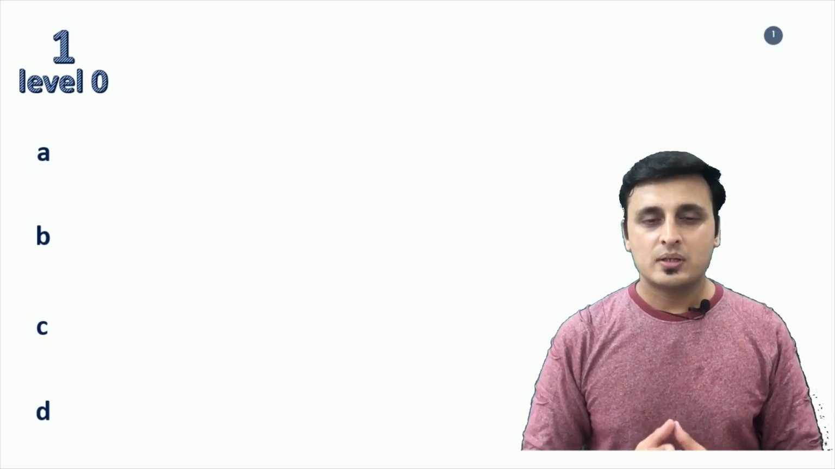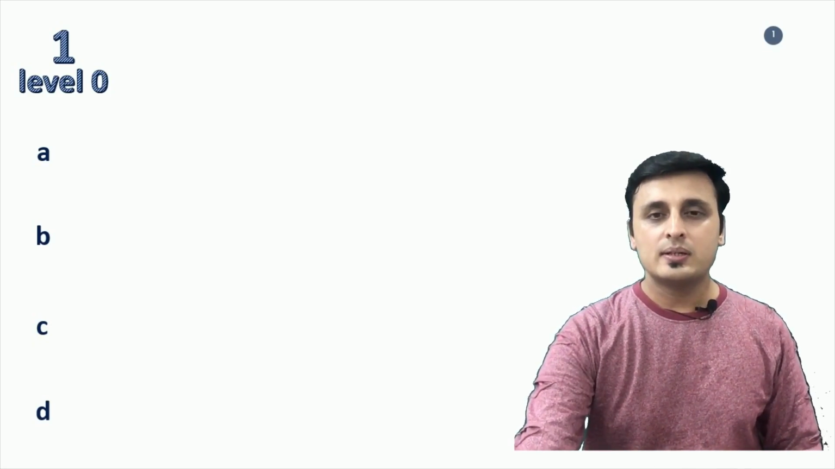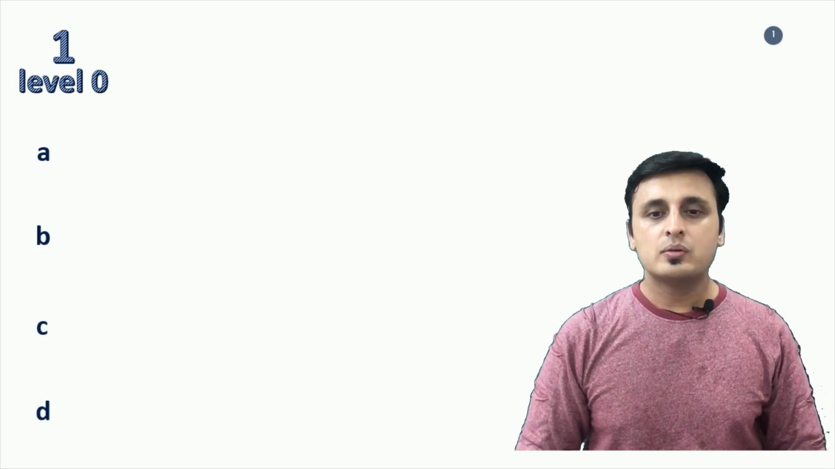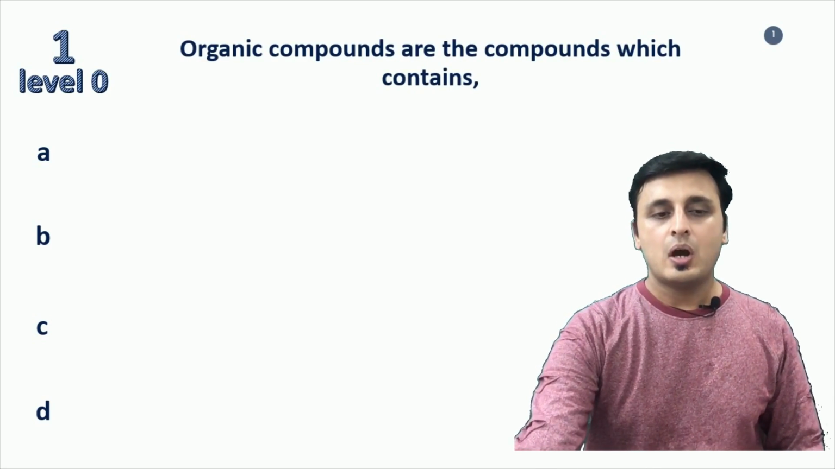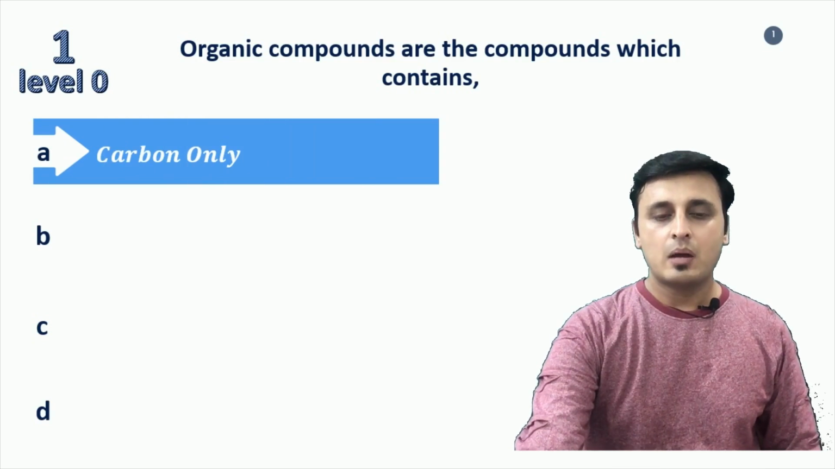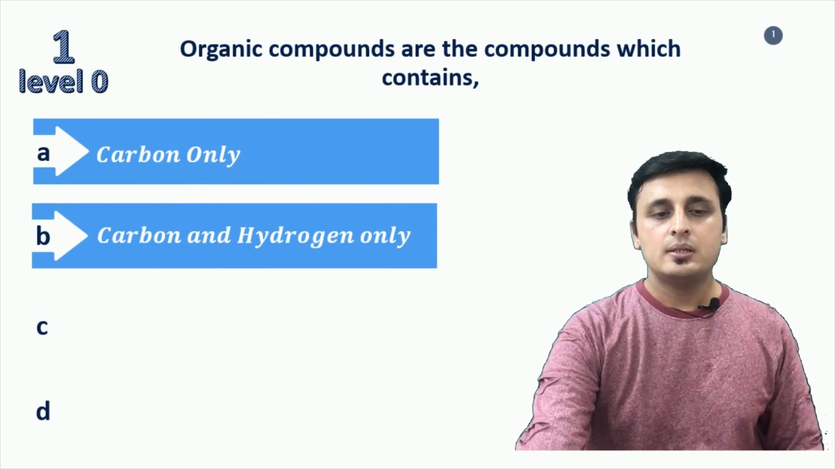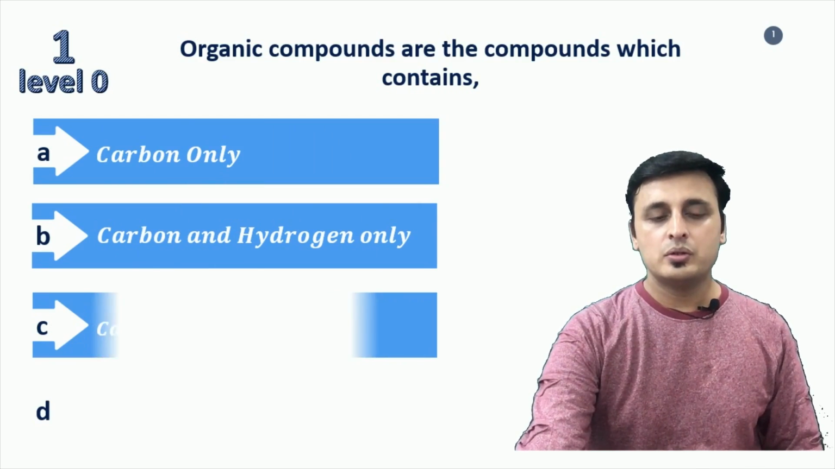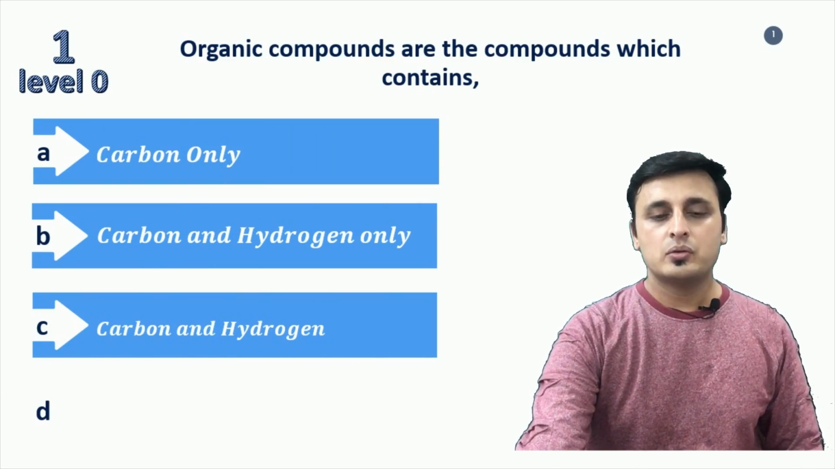The show, question number 1, level 0, and the question is: organic compounds are the compounds which contain. Options are A, carbon only; B, carbon and hydrogen only; C, carbon and hydrogen; and D, hydrogen only.